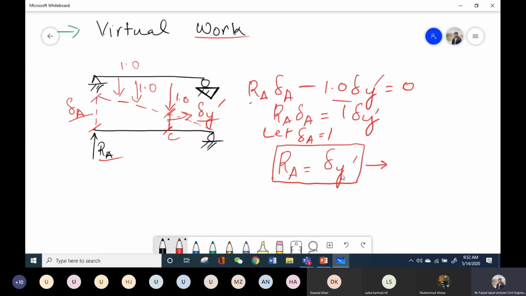So I got this equation. Now, what does this equation mean? This means that when I plot the deflected shape, the value of reaction at this point is equal to the deflection at this point. So can anyone tell me what this physically means? And how can you relate this equation with the concept of ILDs? Anyone?